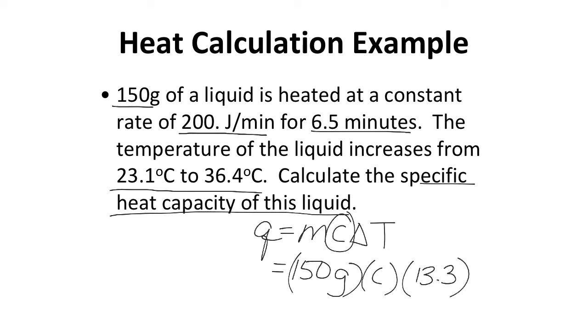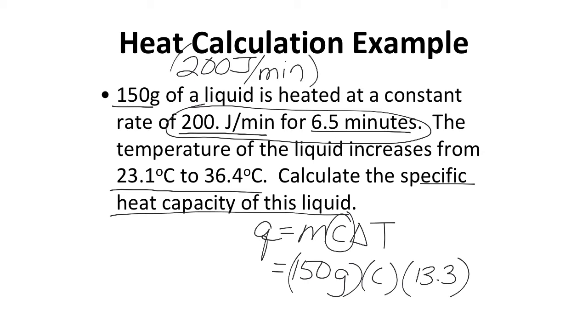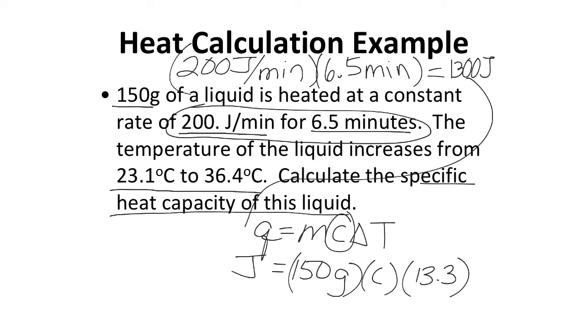Now, what I'm going to do for my Q, that is going to come from the 200 joules per minute times 6.5 minutes. So my Q has to be joules. So I have to figure out over the 6.5 minutes how much heat has been added. So 200 times 6.5 would give me 1,300. So that is what I am putting in here. So see how we combined the rate problem with one of our normal equations.